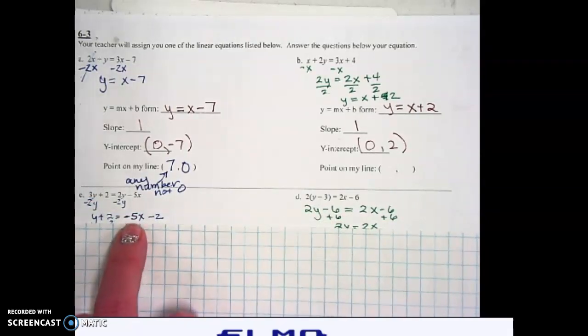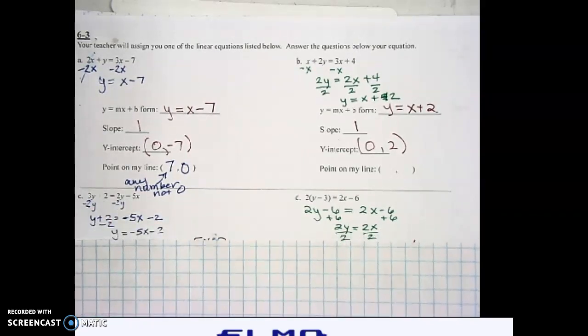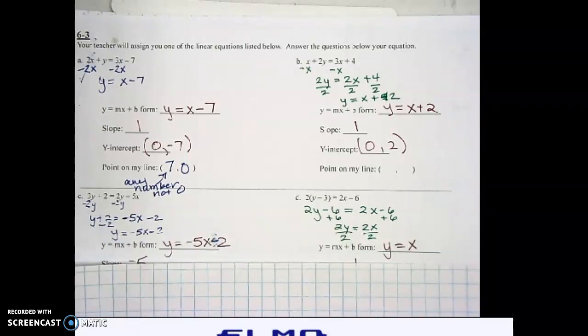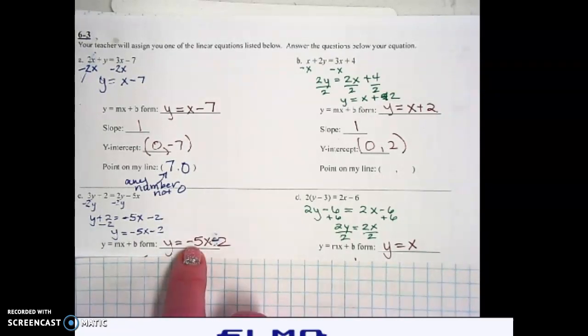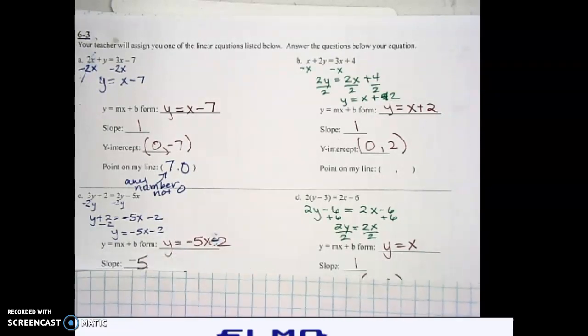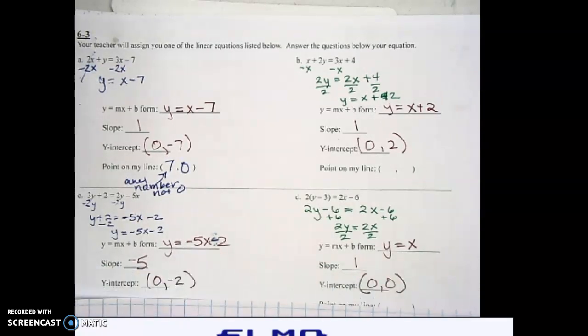And then negative 5x. And we subtract 2 from both sides to move that 2 over. And so we get y equals negative 5x minus 2. That's our slope-intercept form. Once it's in slope-intercept form, you can get the slope, which is -5. And you can get the y-intercept, which is -2.